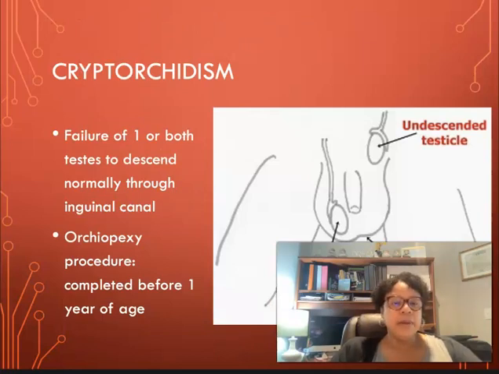All right, next we're going to talk about cryptorchidism. I think I said that correctly. This is basically a failure of one or both of the testes to descend normally through the inguinal canal. Remember I talked about on our assessment that we need to palpate to make sure that the testes descended. If they didn't descend, then basically we will wait on it, and if not, then they'll go to a urologist to rectify the situation. Very simple. The procedure that they do is an orchiopexy, and it is completed before 1 year of age.